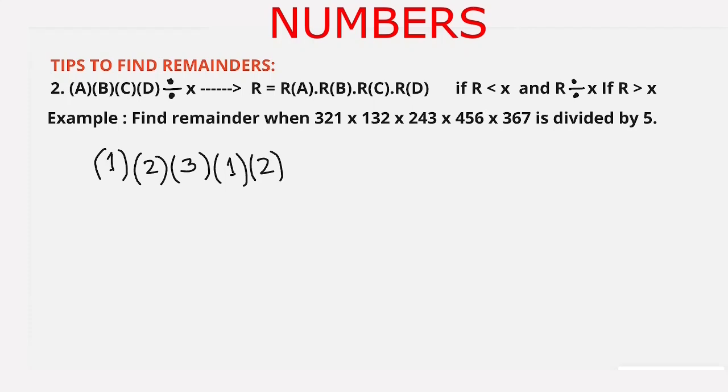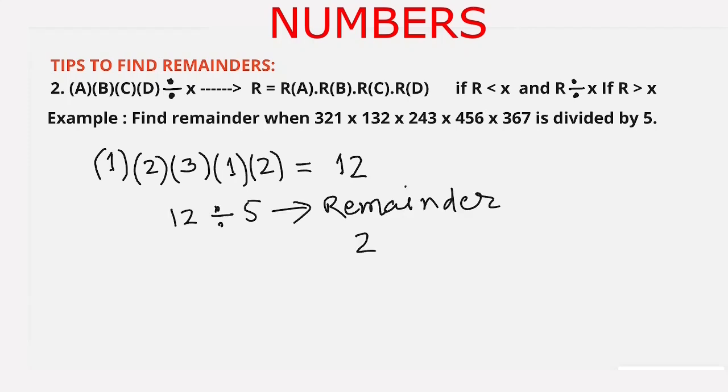And the total remainder is equal to 1 multiplied by 2 is 2, 2 multiplied by 3 is 6, 6 multiplied by 1 is 6, and 6 multiplied by 2 is 12. But as 12 is greater than 5, so again we have to divide 12 by 5. That is, when 12 is divided by 5, the remainder is 2. This way we can find the remainder without multiplying the entire numbers and then dividing it by 5.